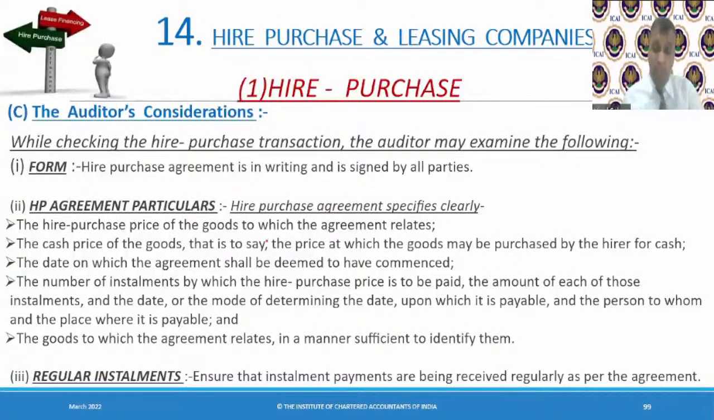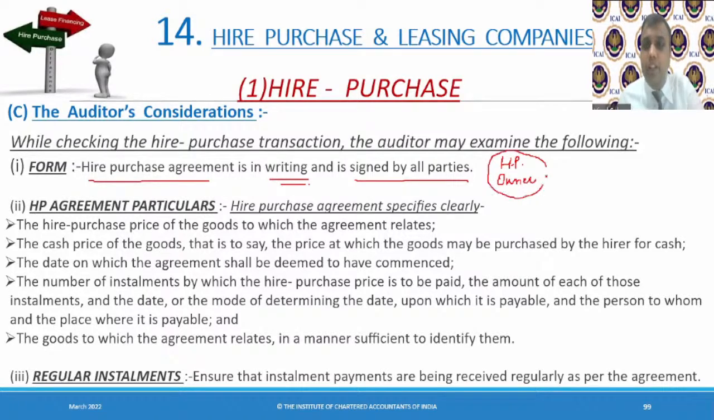Now, in the case of hire purchase companies, what do we need to check? The auditor's consideration. So what does the auditor need to check? The form of the hire purchase agreement. It should be in writing, not verbal, and signed by all the parties. Who are all the parties? The hirer and the owner. These are the parties. So the agreement needs to be in writing and it should be signed by all the parties. As an auditor, I have to check this.